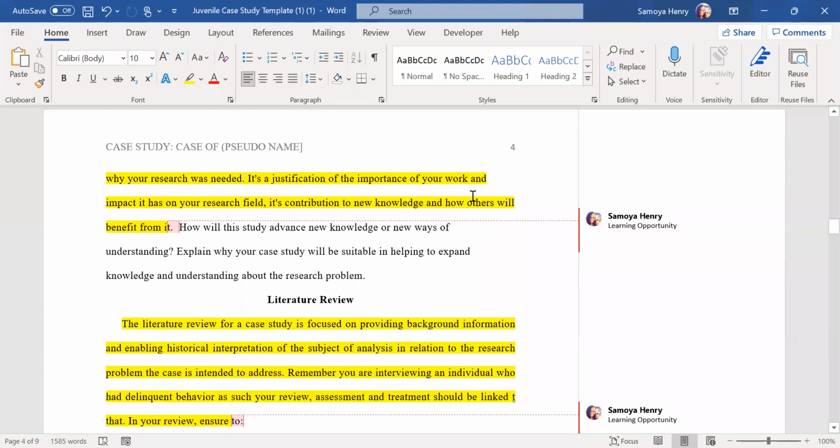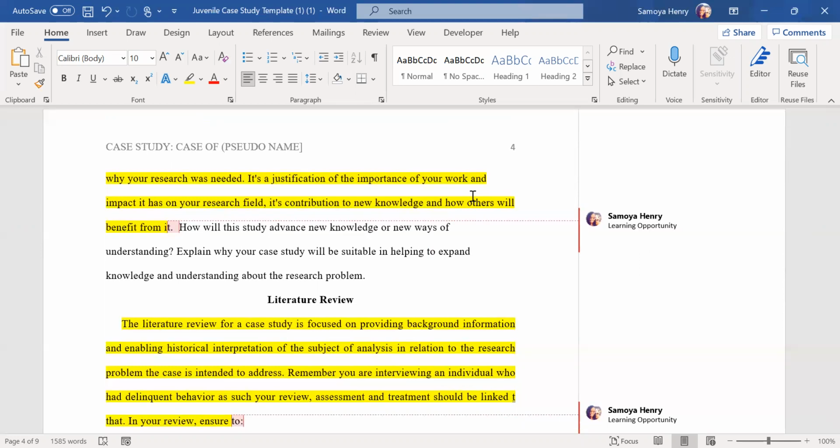How will this study advance new knowledge or new ways of understanding? So if you are interviewing your client, right? And you said, okay, my client lost his father to prison, okay? And because of that, he ended up engaging in juvenile behavior as a child, okay?